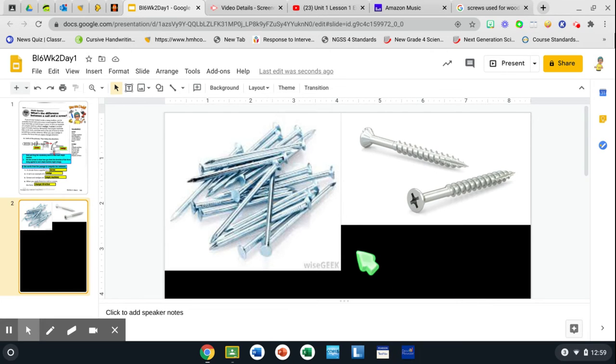So we've been talking about simple machines. Last week, you learned about an inclined plane, also called a ramp. Well, this week we're going to talk about nails and screws, and both of these are types of simple machines. A nail is also called a wedge, and this screw is a simple machine in and of itself, okay?